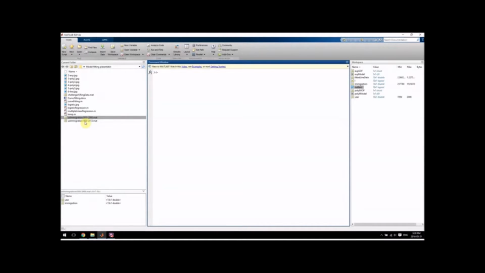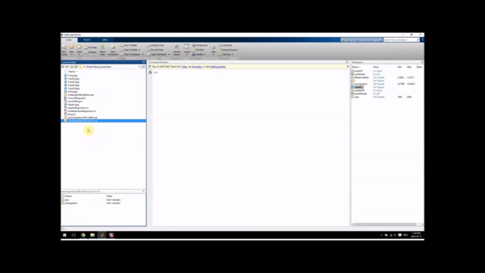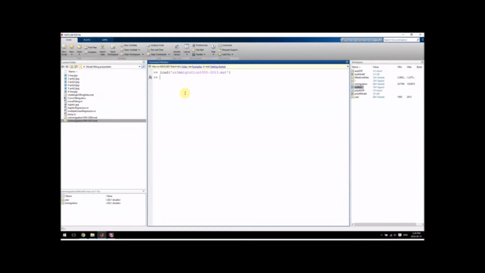Let's load up this mat file you'll have to download. It's called US Immigration 1950 to 2013. So we'll just load up that. Now this actually includes the real immigration data up to 2013. So let's plot our exponential model again.